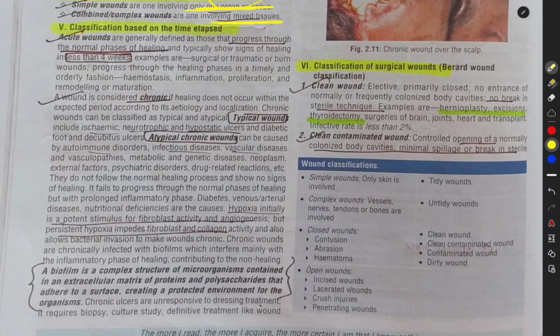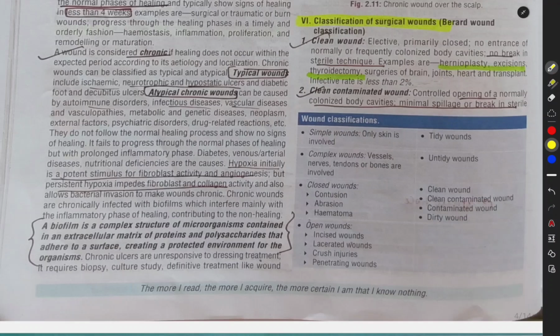Whereas a wound is considered chronic if healing does not occur within the expected period according to its etiology and localization. These chronic wounds are further classified into typical and atypical chronic wounds. Typical wounds include ischemic, neurotrophic, hypostatic ulcers and diabetic foot and decubitus ulcers. Whereas atypical chronic wounds can be caused by any autoimmune disorders, infectious diseases, vascular diseases and vasculopathies, metabolic, genetic diseases, neoplasms, external factors, psychiatric disorders and drug-related reactions.